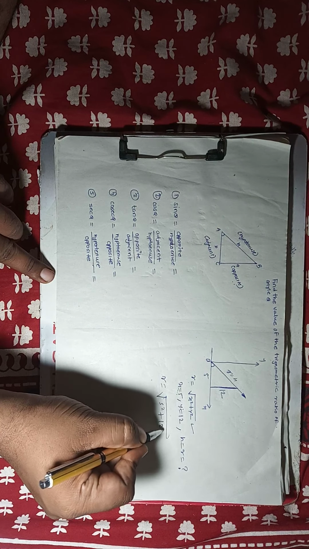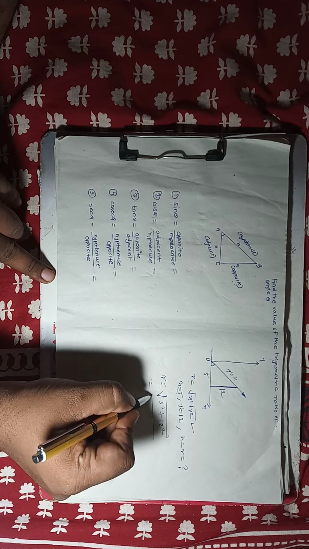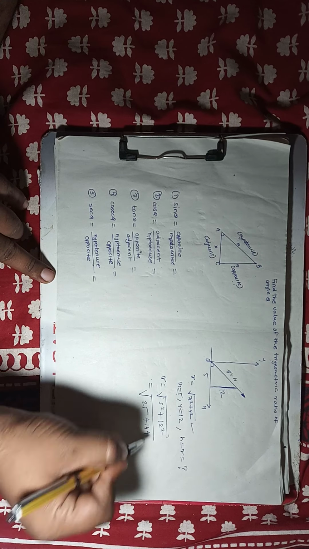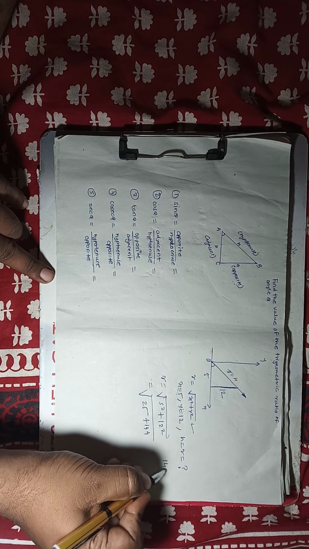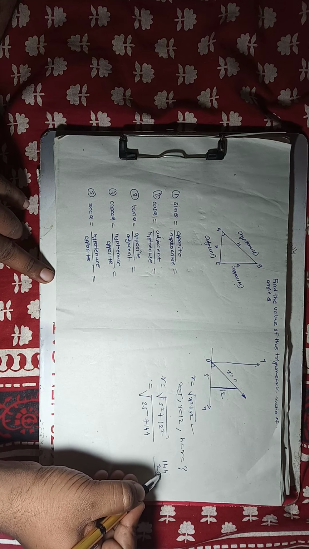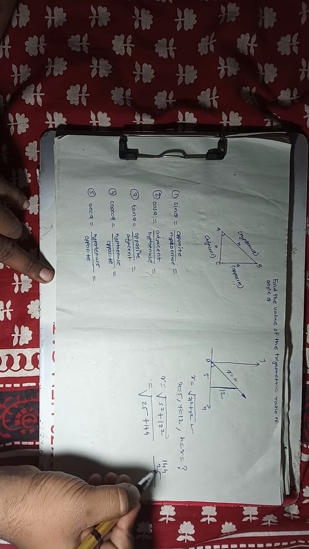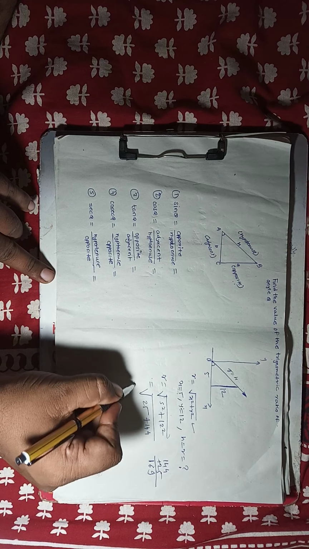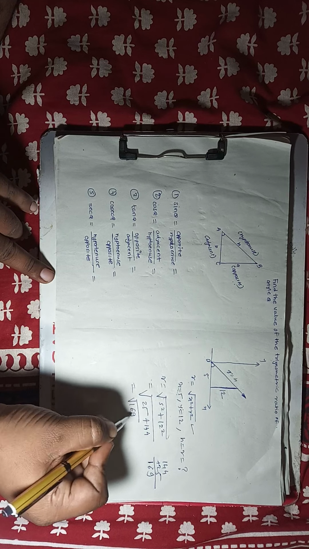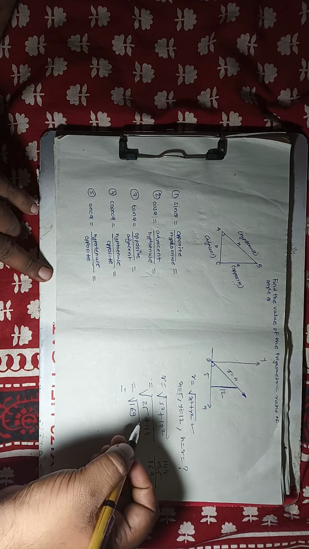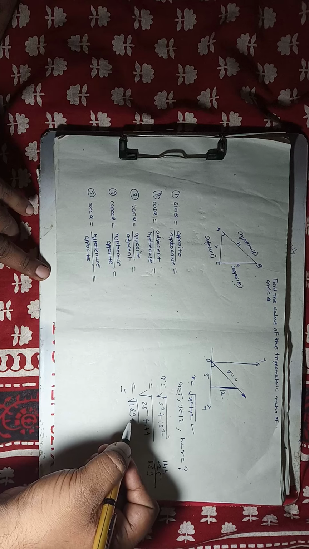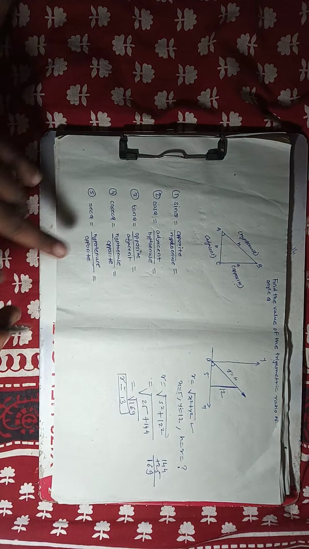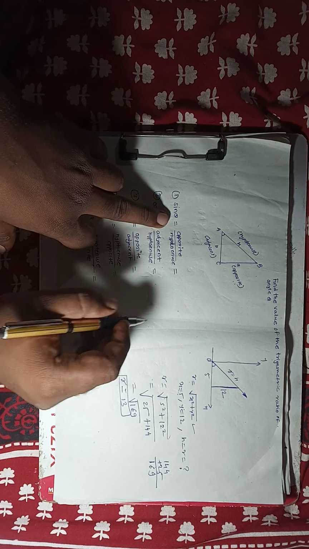5 square plus 12 square. So 5 square is 25, 12 square is 144. So 144 plus 25, that is 4 plus 5 is 9, 4 plus 2 is 6, and 1 here. So value is 169. So square root of 169 is 13. So R is 13. So here we can calculate the theta value.